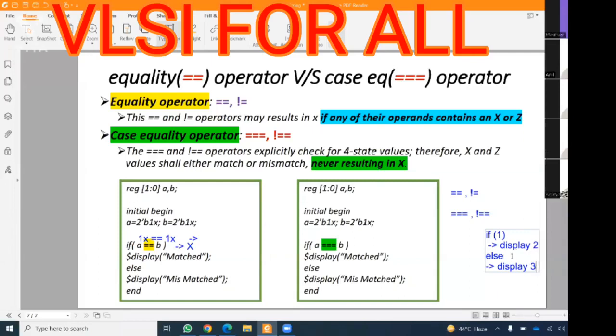What display will I get if I execute this piece of code? What display will I get? Display 2. Display 2. Okay, and what will I get in this display? Display 3. Display 3. Okay, and what will I get here? X.